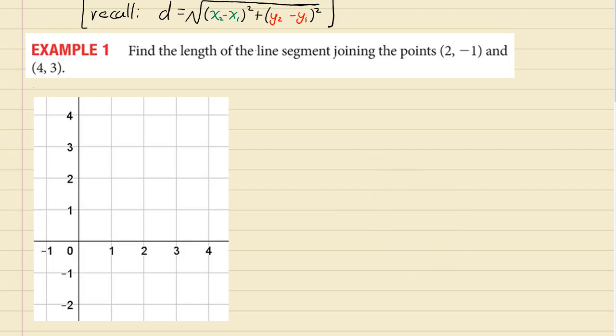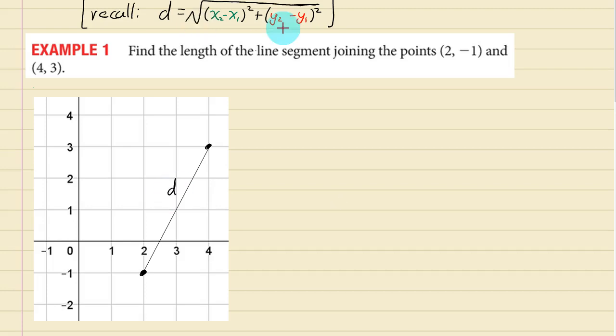So I'll draw it out here to sort of illustrate how the distance formula works and why it works a little bit more. So we've got (2, -1) right here, and (4, 3) here, and we can see that trying to find the length of the line segment means the same thing as the distance between those points that we're trying to find, and usually we call that d.